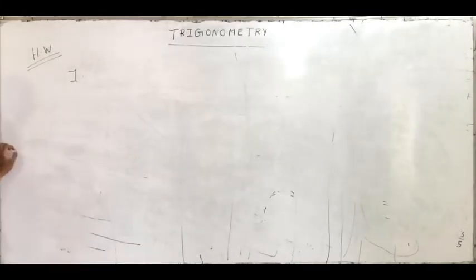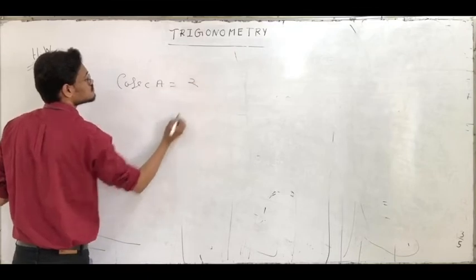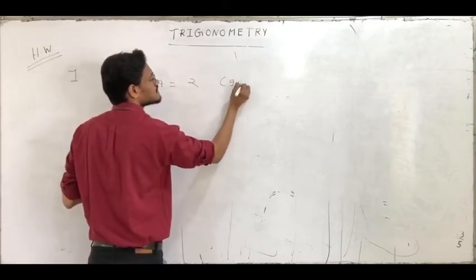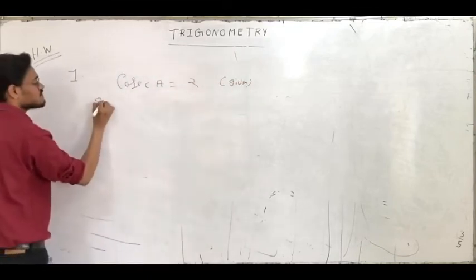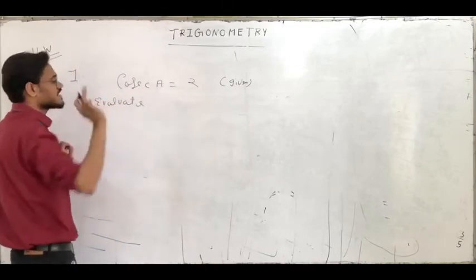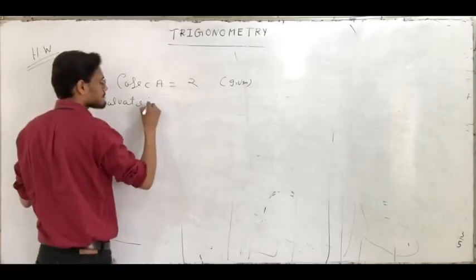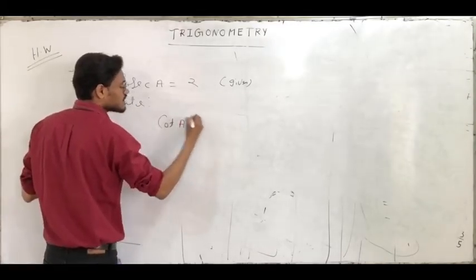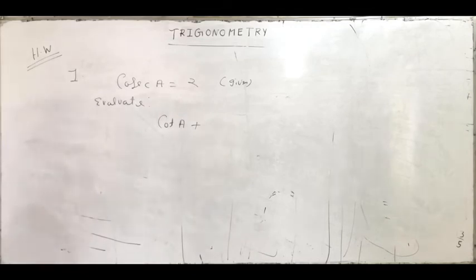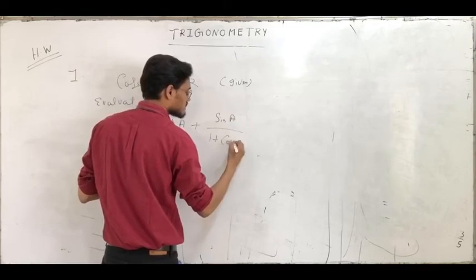See, first question is, suppose you are given the value of cosec A. Cosec A is 2. It's the given value, and you have to evaluate. See, you have to make the triangle, taking A as an acute angle. You have to calculate the value of, say, cot A plus sin A upon 1 plus cos A.